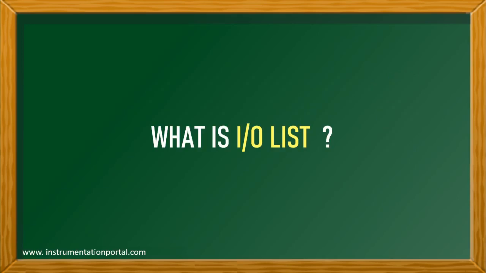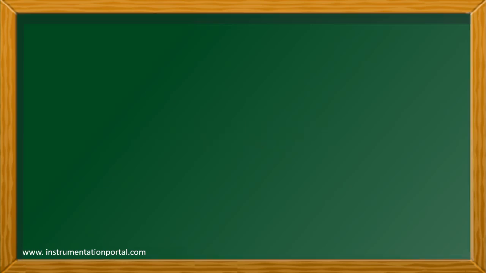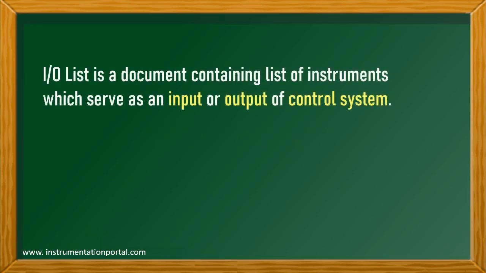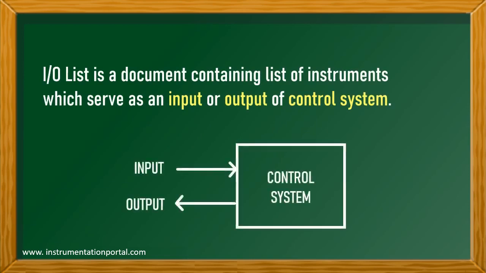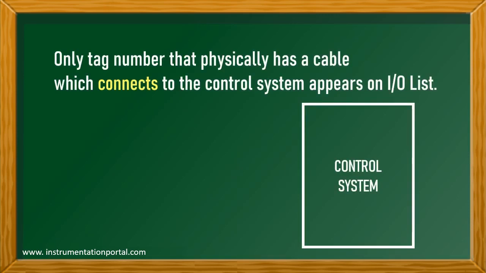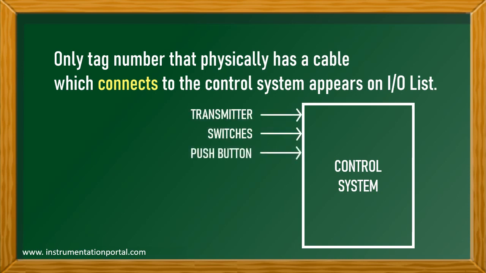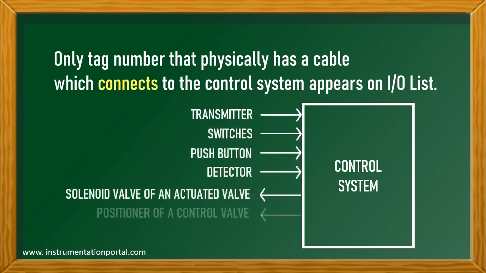What is an input-output list? Or mostly said, I/O list? I/O list is a document which contains list of instrumentation serving as an input or output of control system. Only tag number that physically has a cable which connects to the control system will appear on I/O list. For example, transmitter, switches, push buttons, detectors, solenoid valve, positioner of a control valve, and alarm.